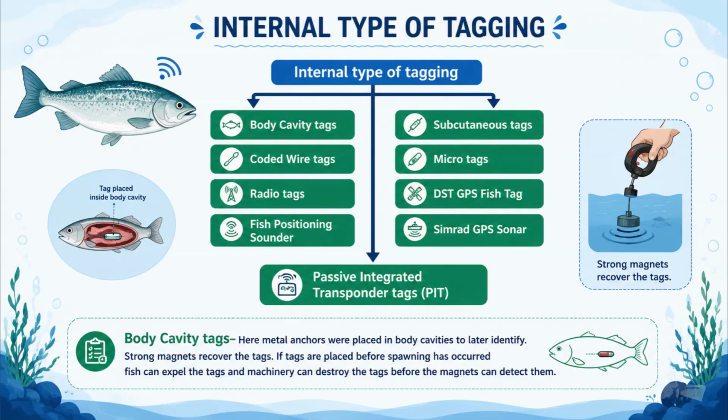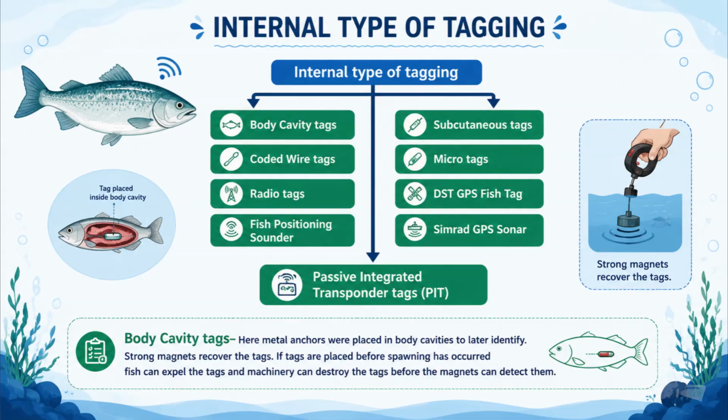There are several important internal tagging methods used in fisheries research. These include body cavity tags, coated wire tags, radio tags, fish positioning sounders, subcutaneous tags, micro tags, DST GPS fish tags, Simrad GPS sonar, and passive integrated transponder tags, also known as PIT tags. Among these, body cavity tags are commonly used. In this method, small metal anchors or tags are placed inside the body cavity of the fish for later identification. These tags can later be recovered and detected using strong magnets or specialized detection equipment.